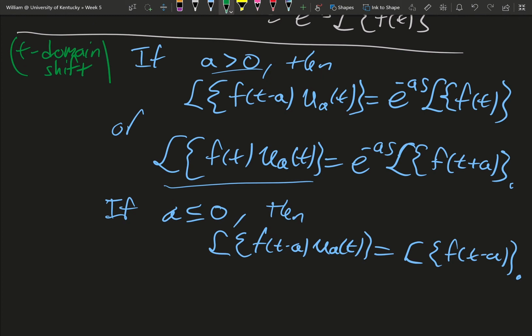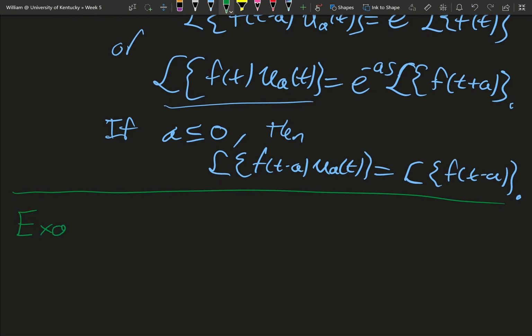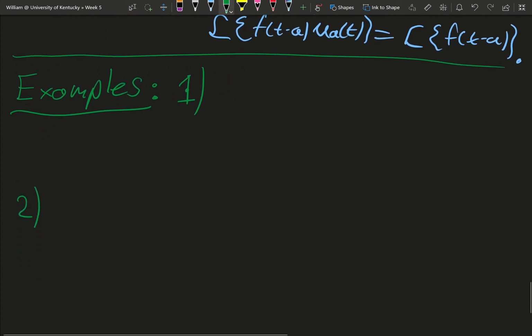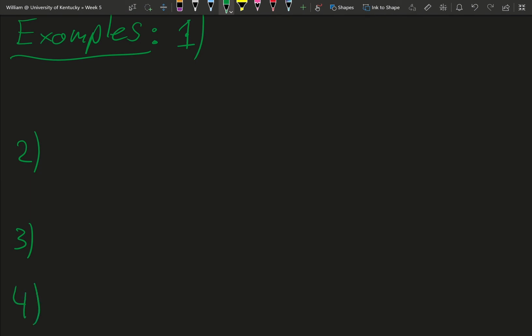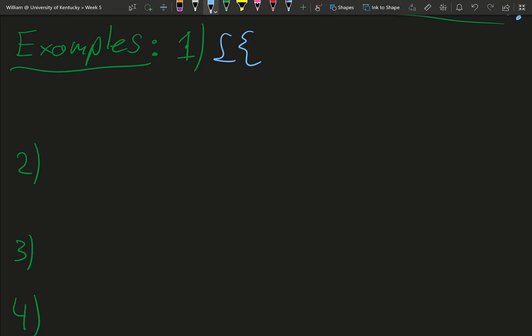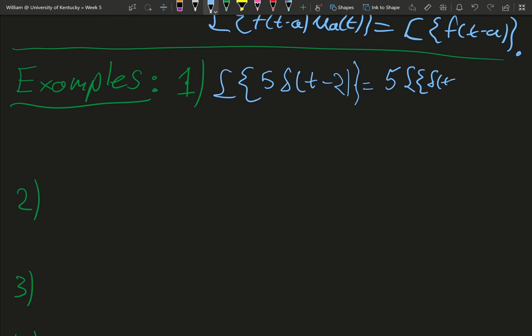Okay. Let's do a couple quick examples. So the Laplace transform of 5 times delta of t minus, let's say, 2 is going to be 5 times the Laplace transform of delta of t minus 2, but that's just 5 times e to the negative 2s.